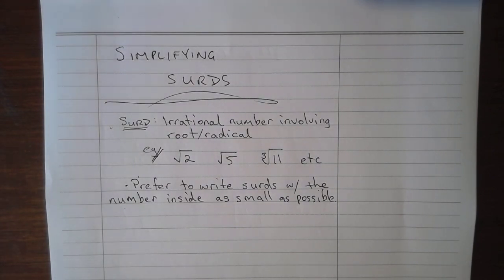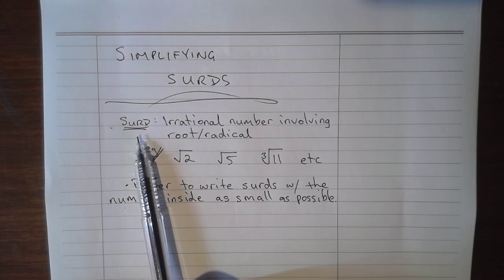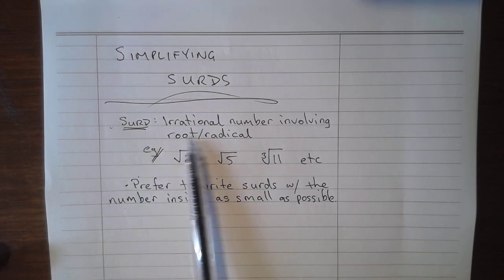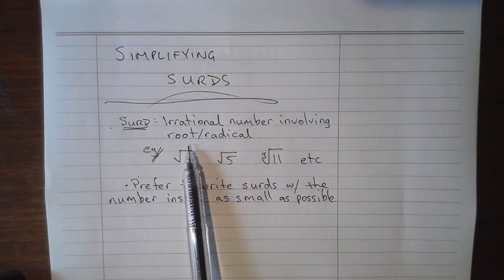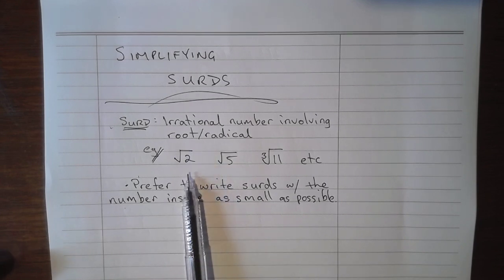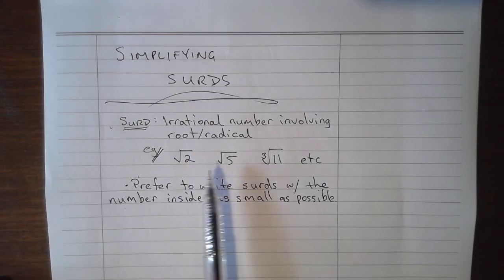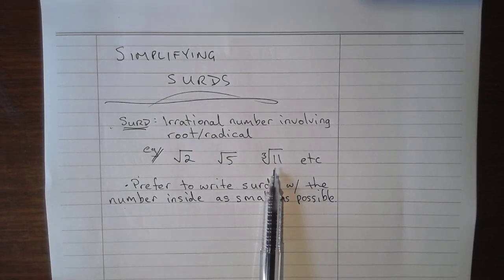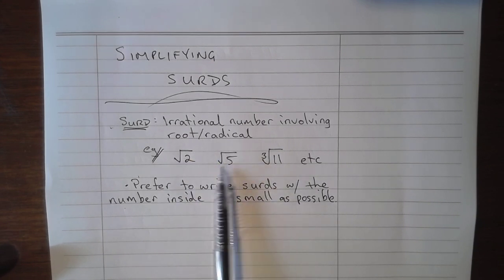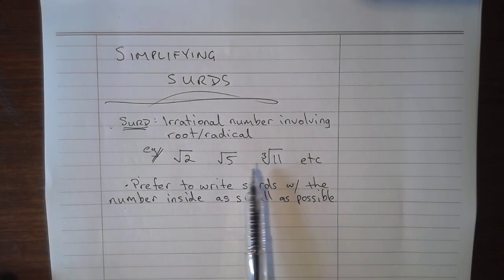Let's take a look at simplifying surds. If you are not exactly sure what I'm talking about, a surd is just an irrational number that involves a root or radical. So things like the square root of 2, square root of 5, cube root of 11, and so on. So we've got the square root signs going on there, or the cube root sign.